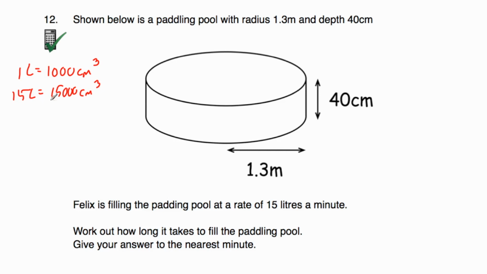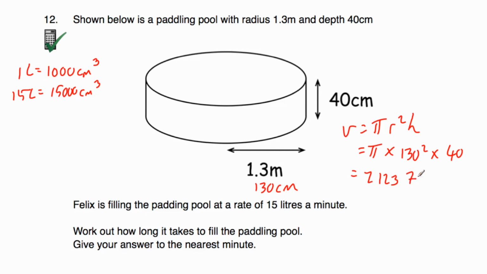Now because we know the 15 litres is 15,000 centimeters cubed, I'm going to deal with centimeters in this question. So I'm going to change my 1.3 meters into 130 centimeters. So let's find the volume of this paddling pool in centimeters cubed. So the volume is equal to pi r squared h, so it's going to be pi times the radius, 130 squared, times by the height, which is 40. And when we work that out, we get the volume of the pool. So pi times 130 squared times by 40 equals 2,123,716.634 centimeters cubed. So that's the volume of this paddling pool.